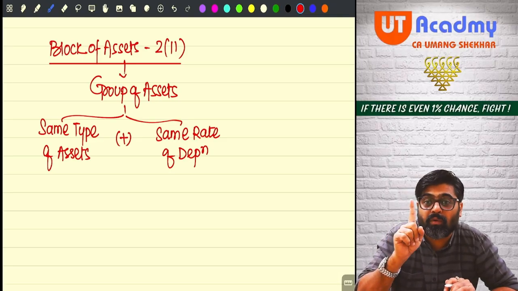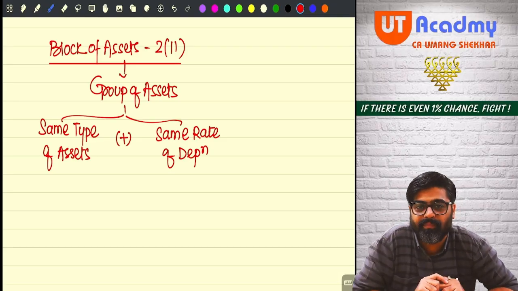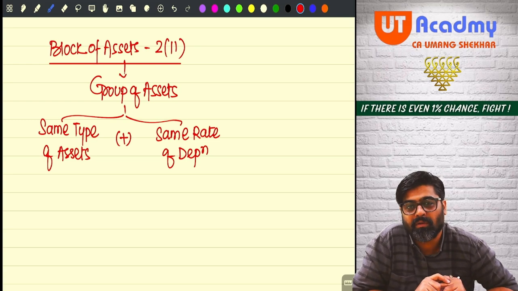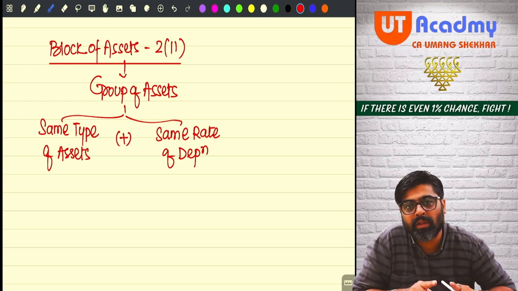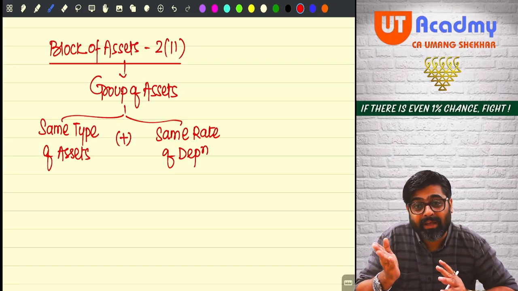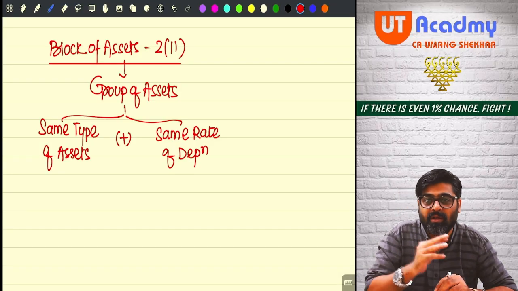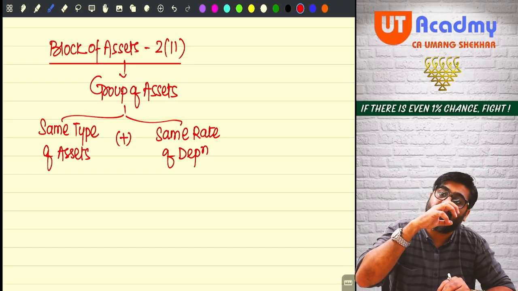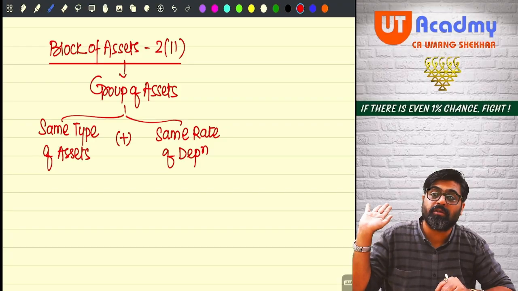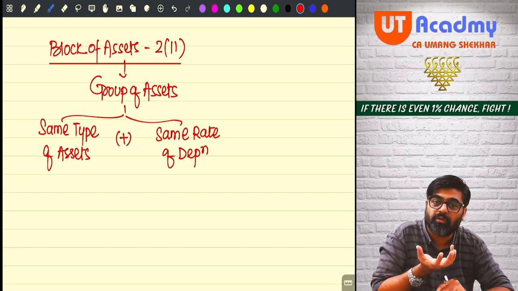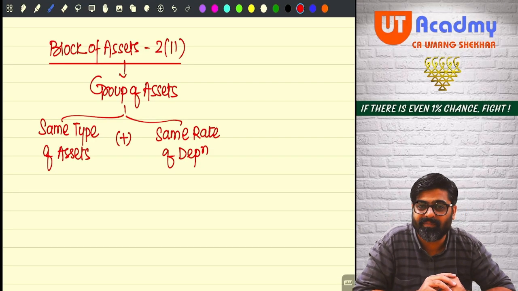And now you'll have to calculate the value of that block. What is value of the block, you know? It is nothing but the total of the actual cost of all the assets which are there in that block. That's it. As on the last day of the relevant previous year. So as on the last day of the previous year, whatever assets which are available in that block, what was the total cost of all those assets? That total cost will be the total value of that block.